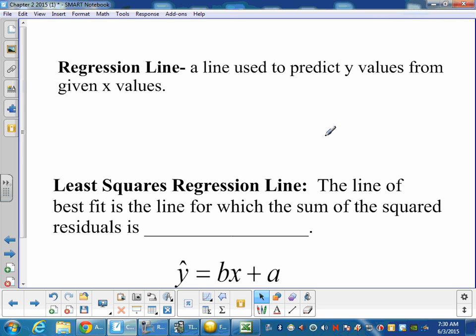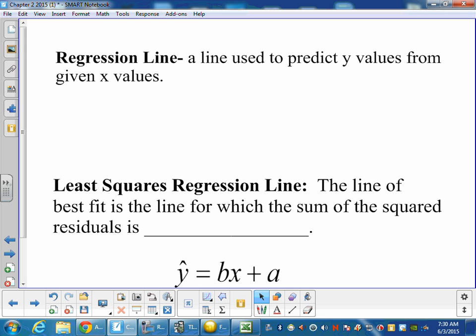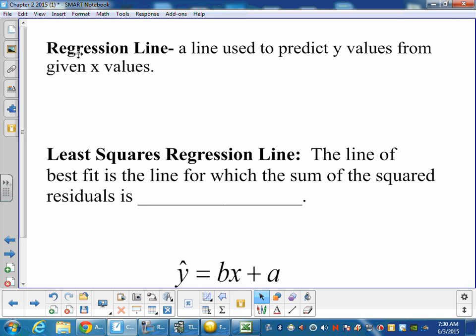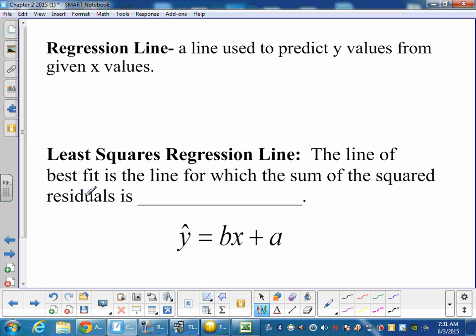Hello, now we're going to look at lines in the data. And the first word we need is a regression line, and that's the line used to predict y values from given x values. There are many different types of regression lines. The regression line that we're going to use mostly in this class is called the least squares regression line. It's the line of best fit.